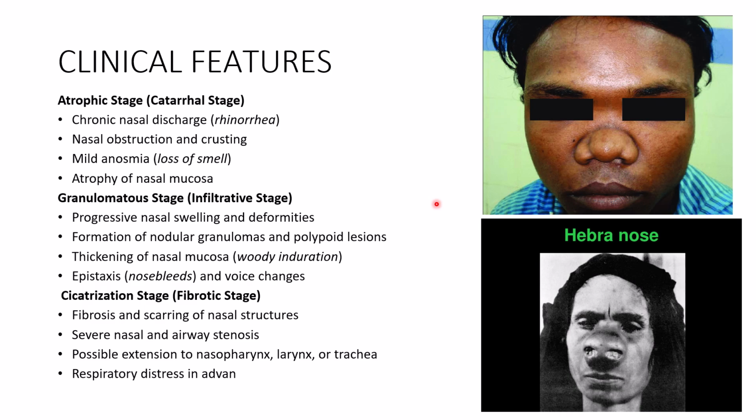Next is the cicatrization stage, which is also known as the fibrotic stage. Here we see stenosis of the nares and the nasopharynx. Because of this, narrowing of the nose occurs, and a tapered nose presentation is seen. You can see over here, this formation of the nose is known as the tapered nose.